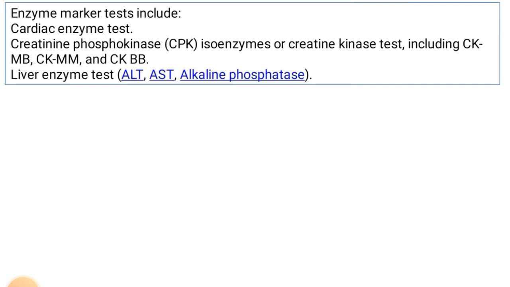So we will discuss what MB, MM and BB are. And the second one is the liver enzyme test. For the liver, these are ALT and AST.